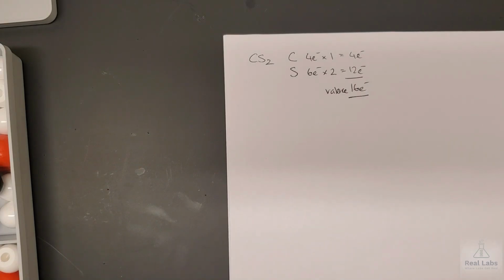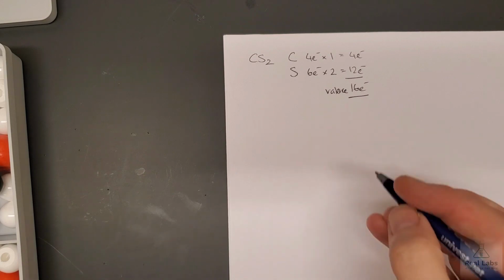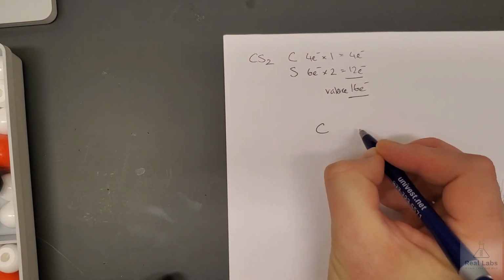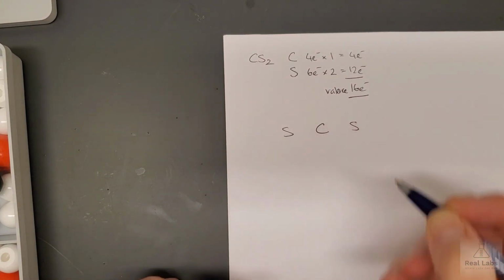The next step is to figure out roughly how the structure is going to look. Which atom is the least electronegative? And that's usually the one in the middle. In actual fact here, the electronegativities of carbon and sulfur are very close, but carbon is less electronegative. So we're going to put the carbon in the middle, and we're just going to put the 2 sulfurs at either side.